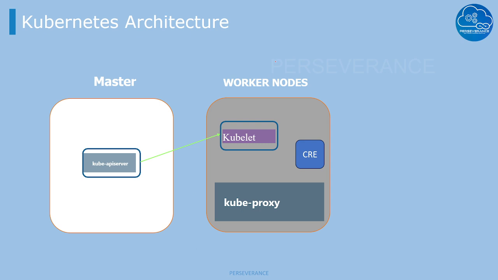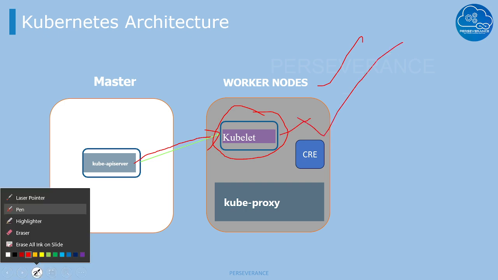On the worker nodes we have three components: kubelet, CRE, which is the container runtime engine, and kubeproxy. Let me tell you what kubelet is. Kubelet is like an agent on our worker node, an agent of the Kubernetes family. If Kube API server directs something, kubelet will receive and accept the instruction, and it will perform the same on the worker node.